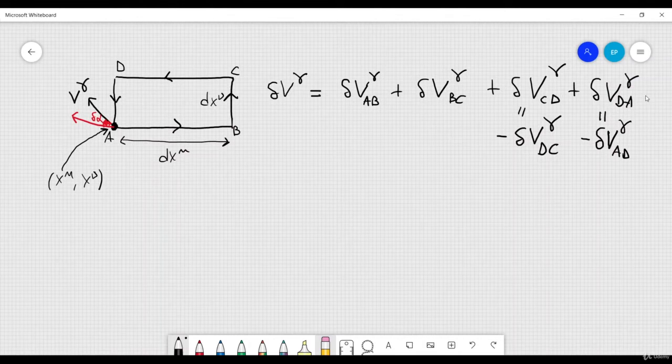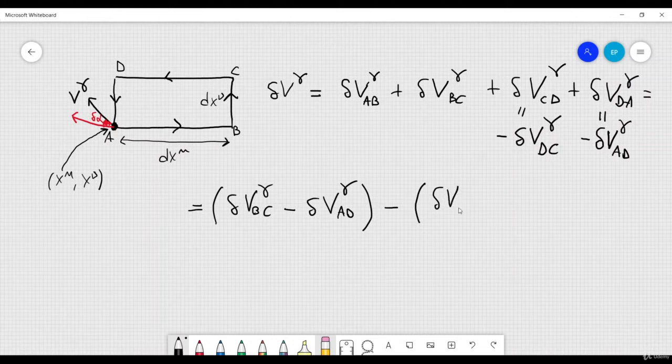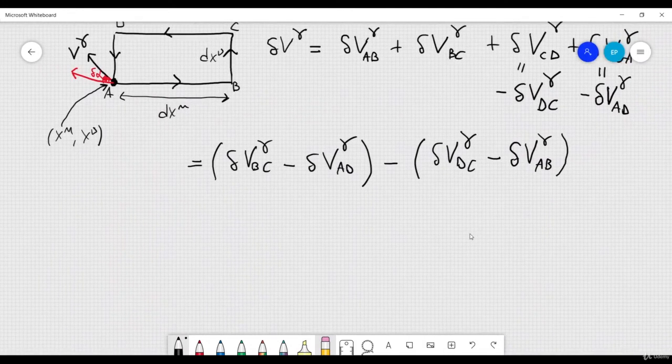We can rewrite this total change like this. We have δv^γ BC minus δv^γ AD minus δv^γ DC minus δv^γ AB, just like this. Why did I rewrite it like this? Well, because in this case we can easily see how we can rewrite these differences here.